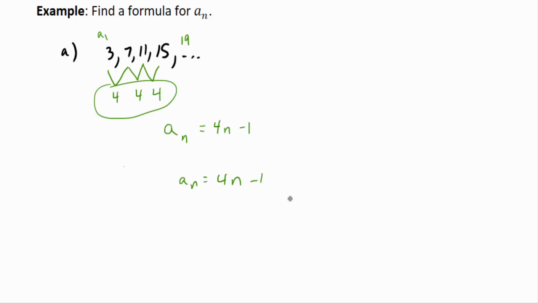There's other ways to think about it too. You could graph the ordered pairs associated with these outputs. So you could graph the ordered pair (1, 3), (2, 7), (3, 11). Just graph those as points. Very quickly, you'll see you get a straight line of points, and you have the same slope between any two pairs of points. That slope will be 4, that common difference. And then you can just find the equation of a line. That works too. Okay, so there you go. Any questions on that one?